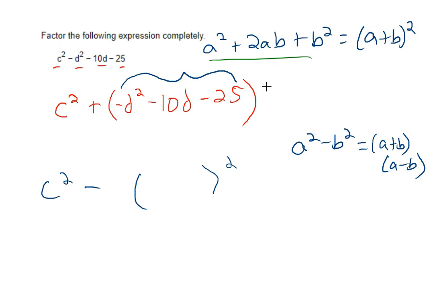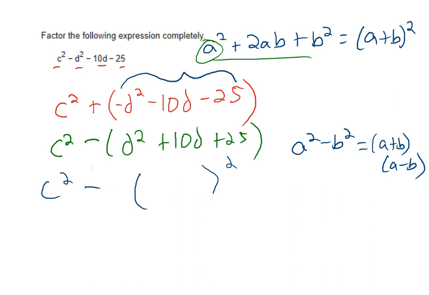In order to get this formula to work here, we actually need to factor out a negative, right? So we'll factor out a negative. That's where the minus sign is going to come in. We'll get positive d squared plus 10d plus 25, and then this is going to fit into this formula.